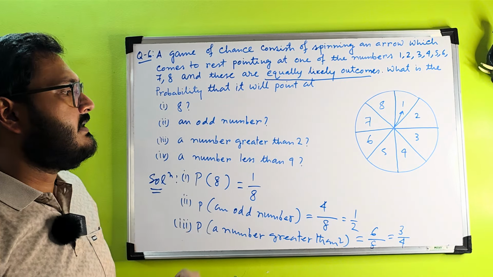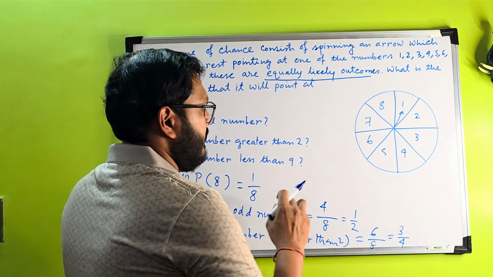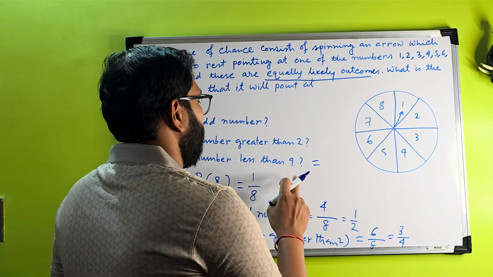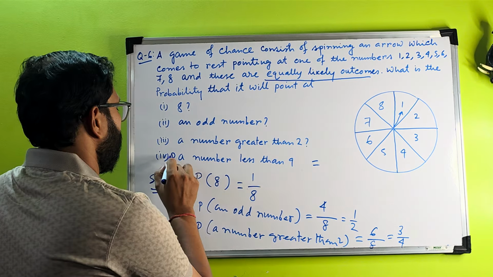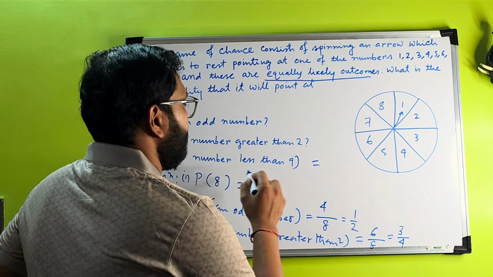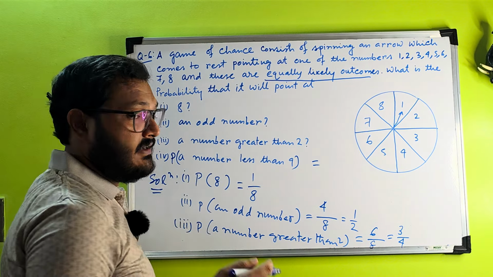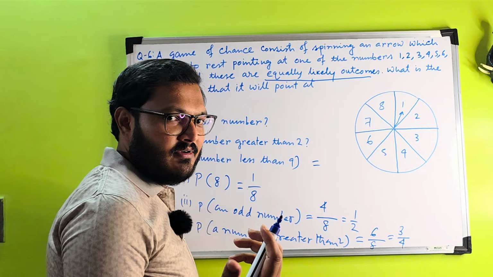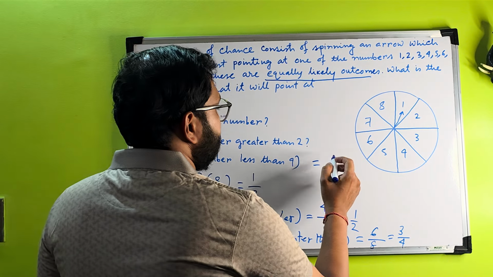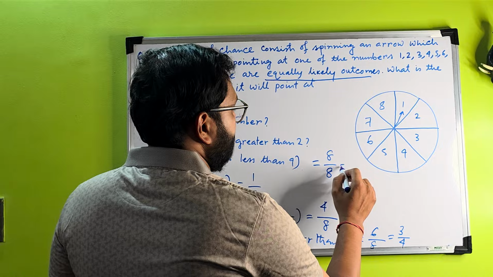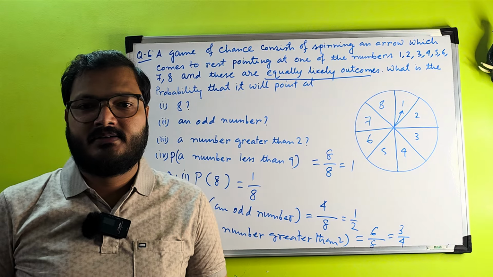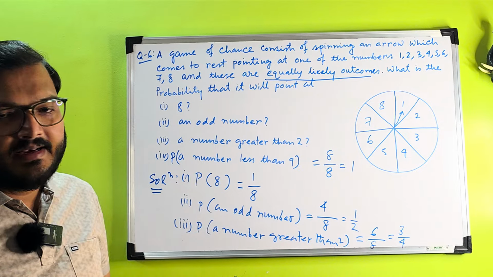A number less than 9. What is the probability? I'm writing here the answer. Probability of a number less than 9. It's a sure event. All are less than 9. So 8 by 8 equal to 1. Okay, got it? Move to the next sum.